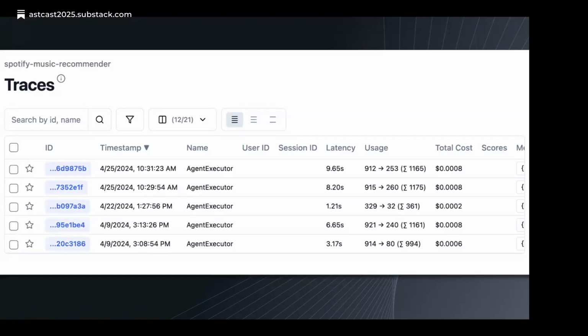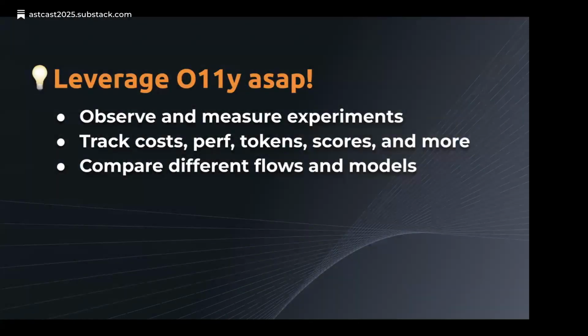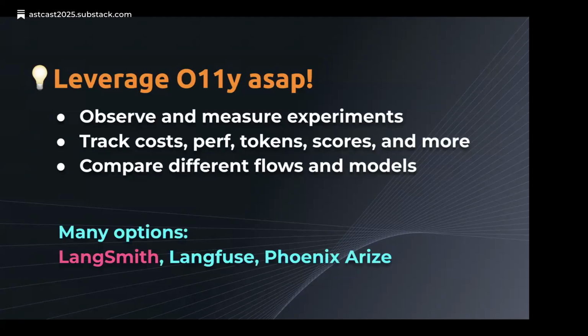So this is the type of stuff that we, as testers, can use to start evaluating how the AI is doing with our problem. So yes, leverage observability as soon as possible. It helps you observe, measure experiments. You get things like costs, performance, tokens, and even scores, which we'll get to here soon. And then even compare different models and flows, because you're not just going to put GPT-5 on everything. You might have some smaller models or some more specialized models, maybe your own trained models. You're going to put different models. You're trying to pick the best one for the job, right?